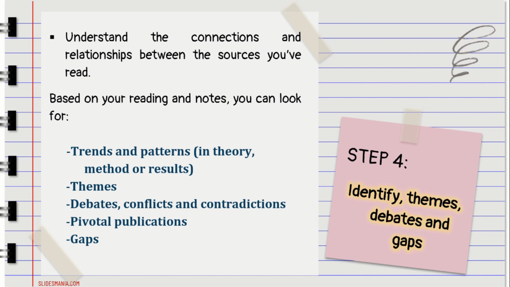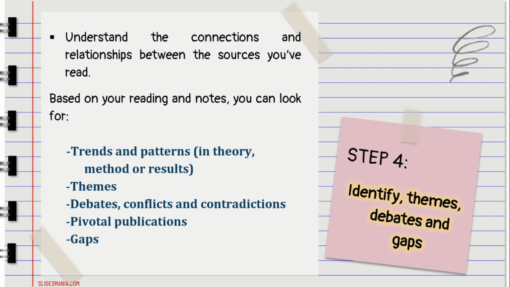So in step 4, as you read, take notes and pay attention to the connection between different sources. This way, you can organize your literature review's argument and structure a lot easier. So here are some things to look for.